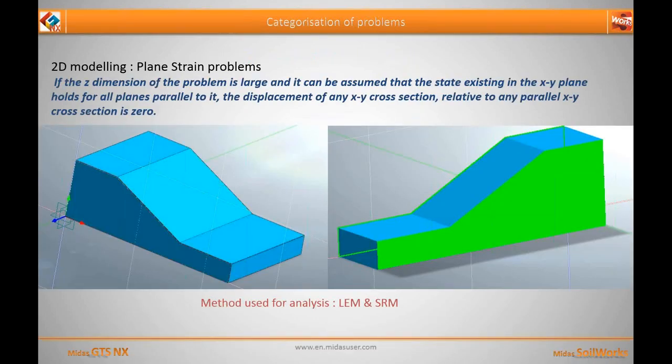Now the categorization of problems. First of all, the problems where one goes for 2D modeling, that is what we call the plane strain problems. If the z dimension of the problem is very large, and it can be assumed that the state existing in the xy plane holds for all the planes parallel to it, displacement of any xy cross section relative to any parallel xy cross section is 0, then you could go for 2D modeling, and such problems are referred to as plane strain problems. So the methods which can be used for 2D modeling are LEM and SRM, and of course SM, which is basically a combination of both.